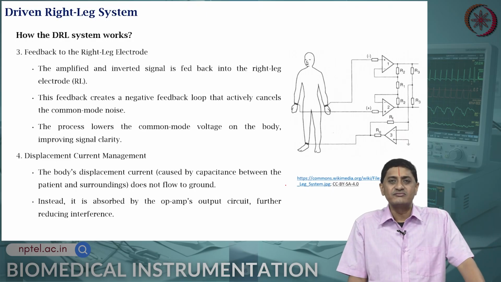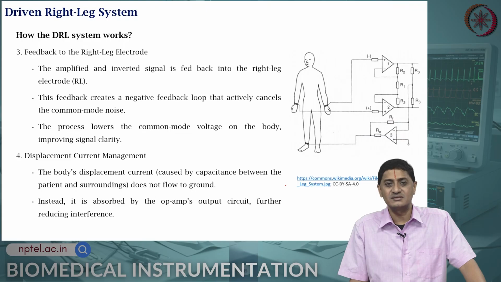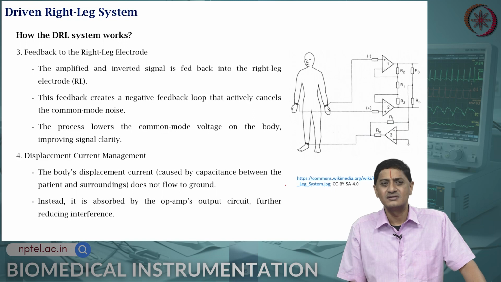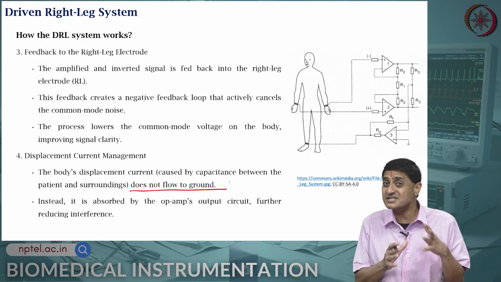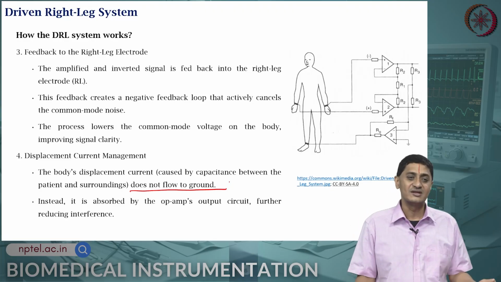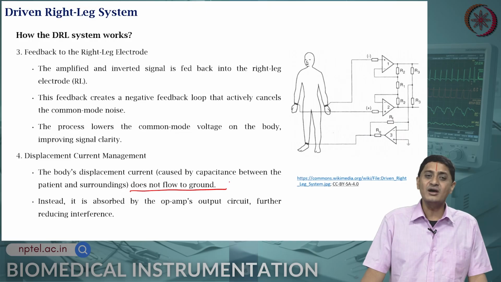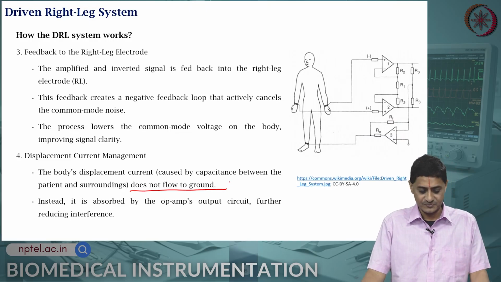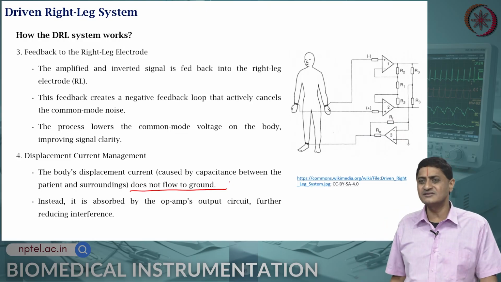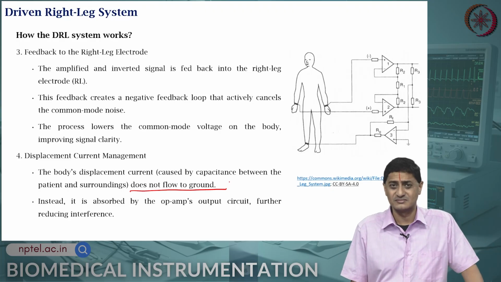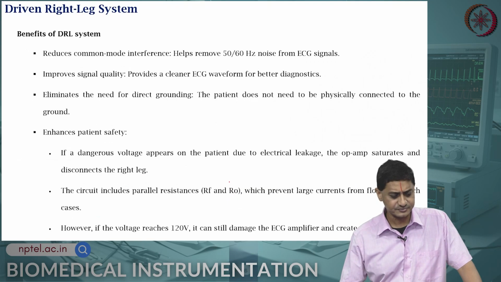It is possible for the patient to have some displacement current, caused by the capacitance between the patient and the surroundings. Importantly, because the patient is not grounded, this displacement current does not flow to the ground, thus improving patient safety. It is not just reducing noise, but it also improves safety. Instead, it is absorbed by the op amp's output circuit, thus reducing the interference. What is the worst that could happen? The worst that could happen is that the op amp will go to saturation. That is all that could happen.